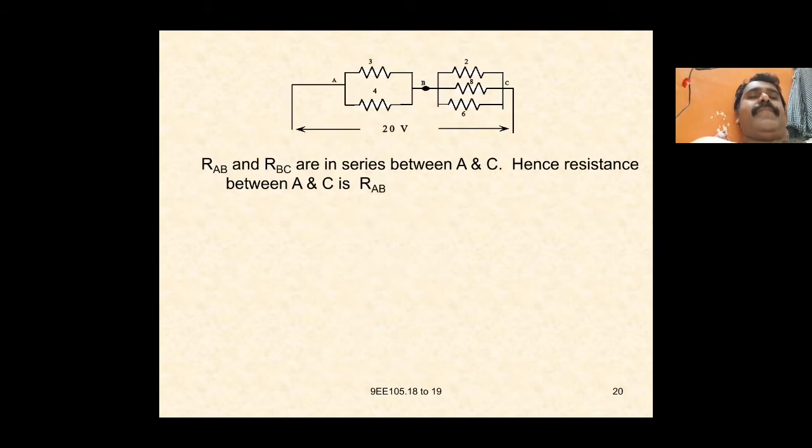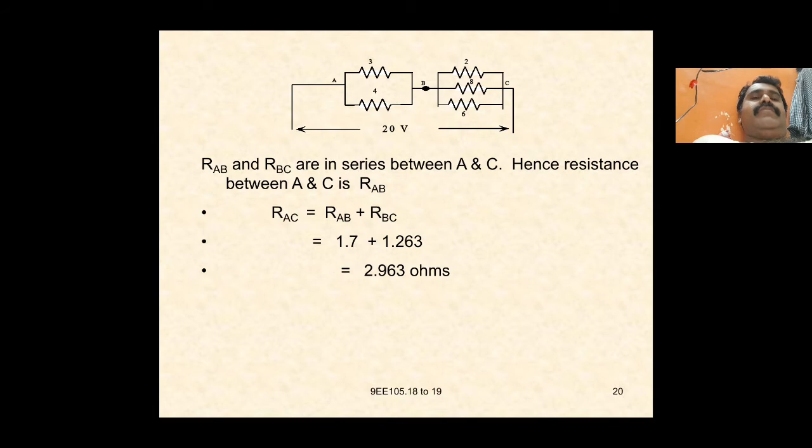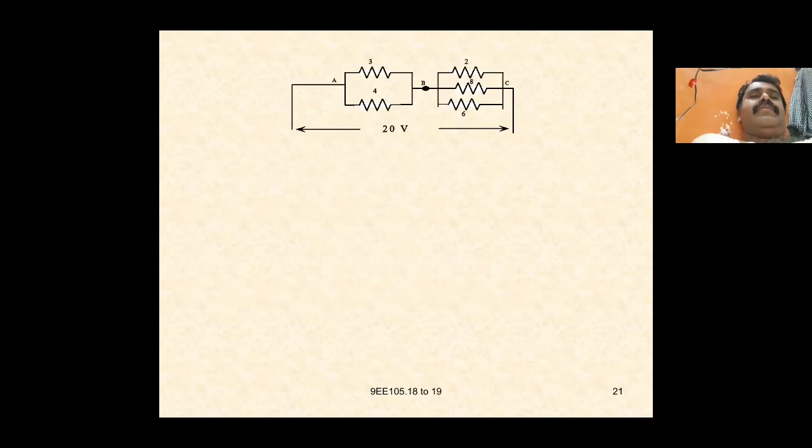So RAB and RBC are in series between A and C. Hence resistance between A and C is RAC equal to RAB plus RBC, which is 1.7 plus 1.263, equal to 2.963 ohms. So the total resistance of the circuit is 2.963 ohms. The total current is V by RAC, 20 by 2.963, which is equal to 6.75 amperes.